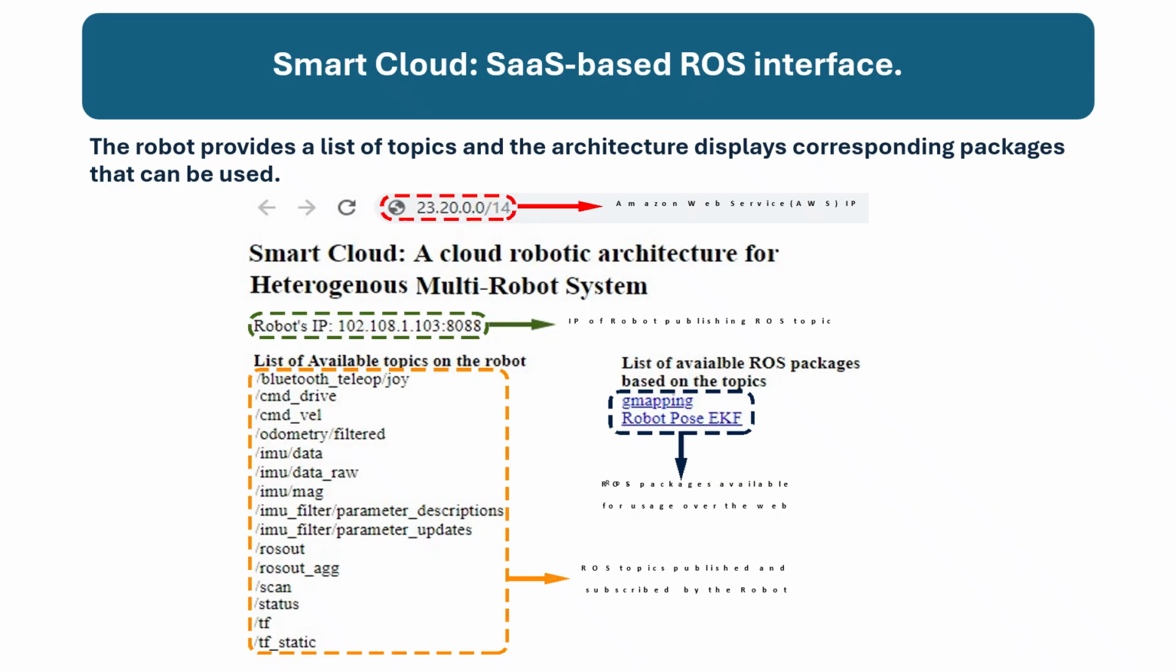An IP is given, and the list of topics are given on the robot, and these available topics are the input signal. So the architecture, opposite to the arrows, gives the output. The available ROS packages are given by the architecture, and the output is generated according to these ROS packages. Understood? So this is the SaaS, that means software as a service based ROS interface, robot operating system interface.